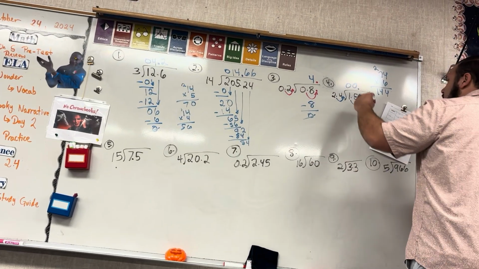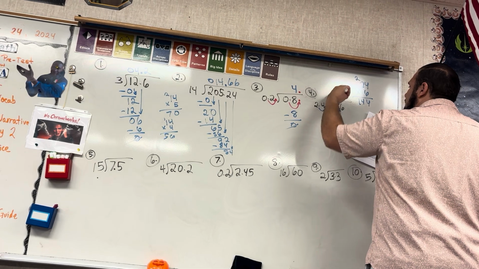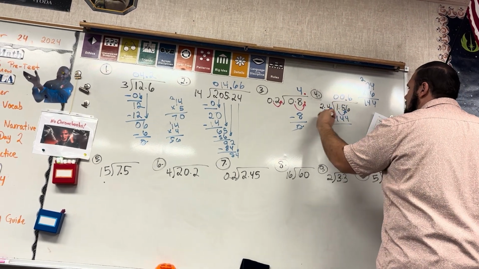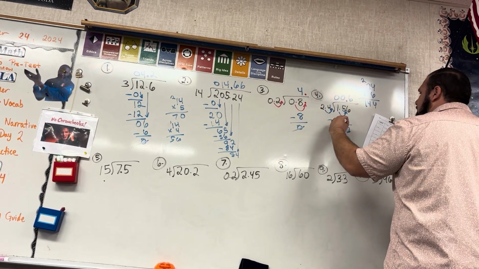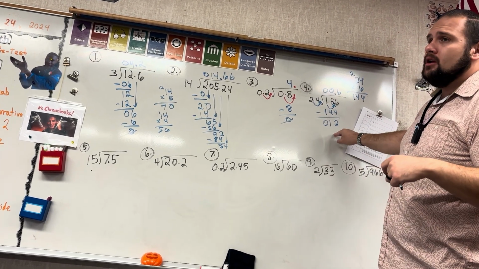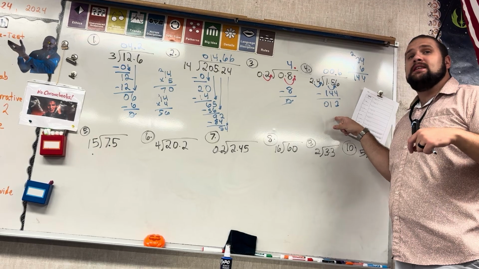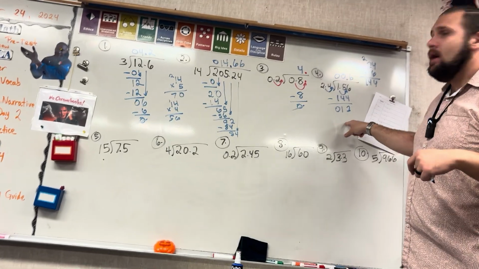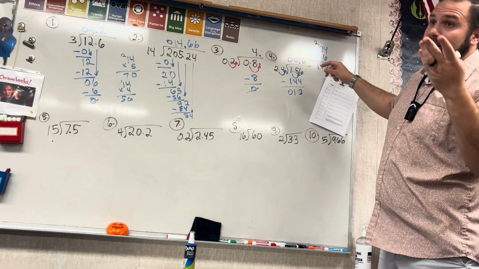Great. So it goes in there 6 times, and I subtract. 6 minus 4 is 2, 5 minus 4 is 1, 1 minus 1 is 0. I have 12 remainder. Now, do I stop there? Do we have remainders in decimals? Yes or no? No. No way, Jose.